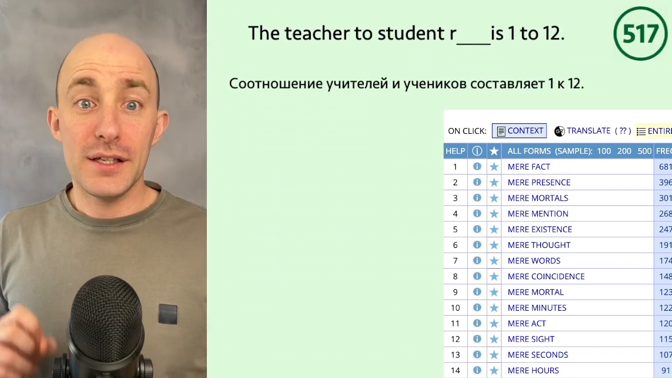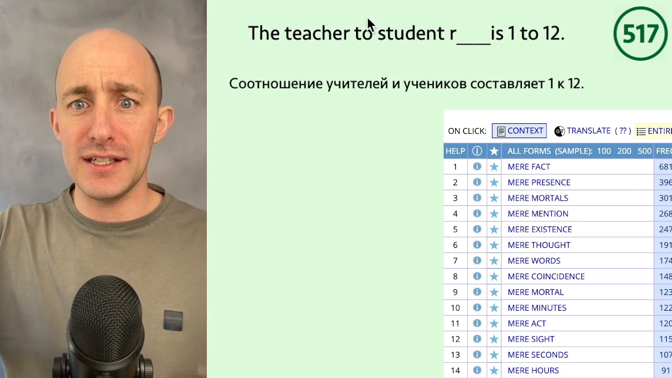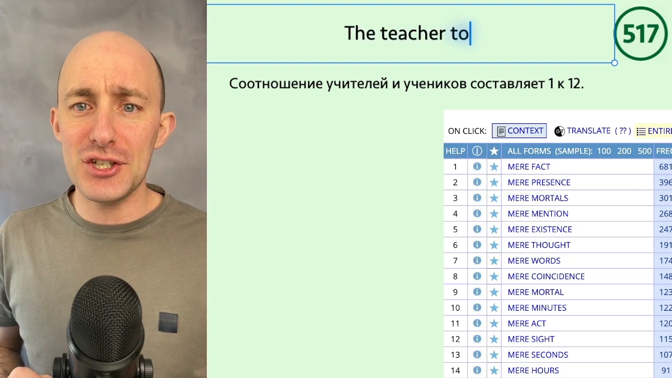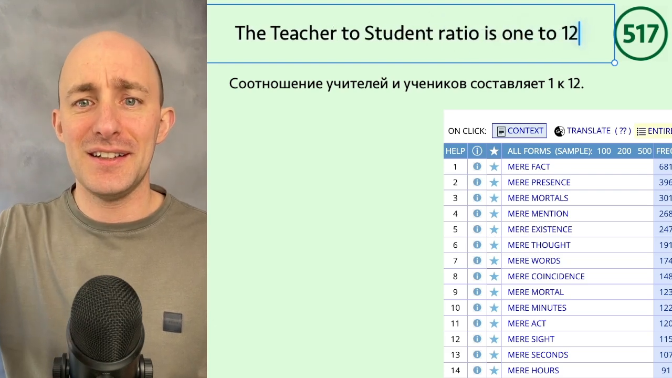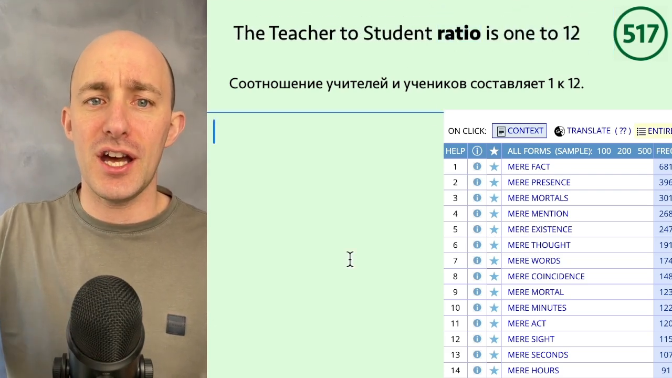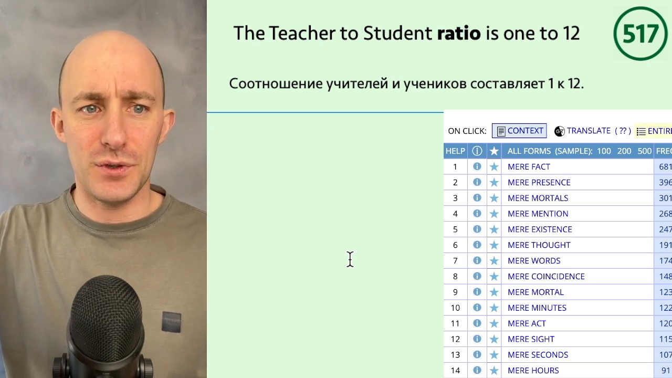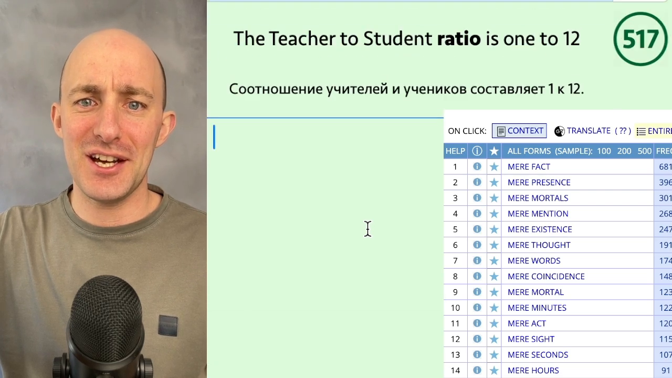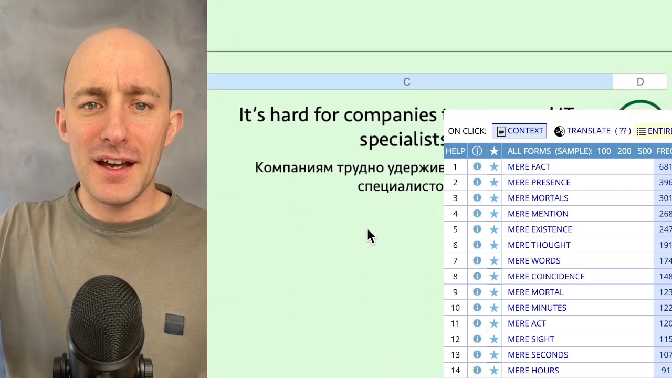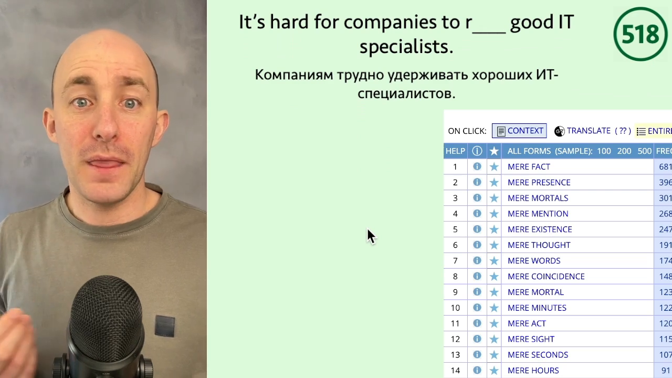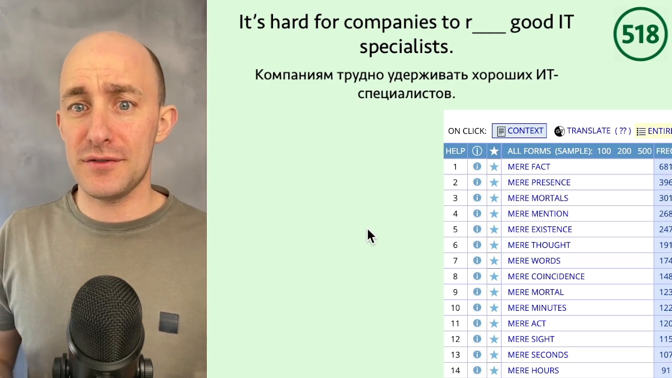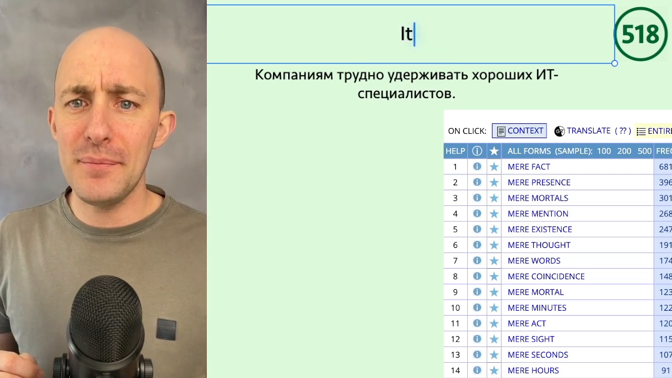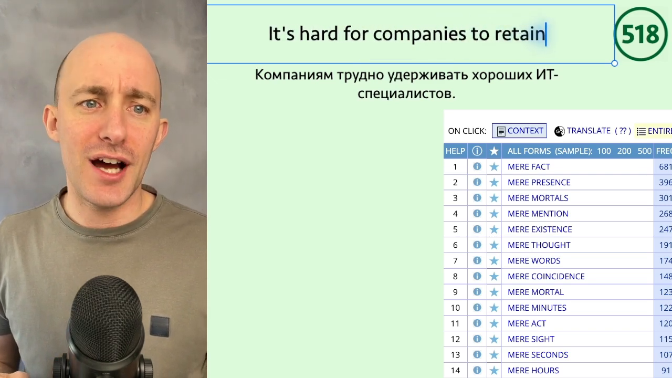Okay, the next one. Соотношение учителей и учеников составляет 1 к 12. The teacher-to-student ratio is 1 to 12. So here the word is ratio. The ratio is 1 to 12. Ratio. I don't have a lot to say about that word. Ratio, radio. Next one. Компаниям трудно удерживать хороших IT-специалистов. It's hard for companies to retain good IT specialists.